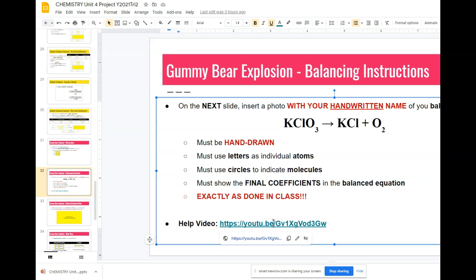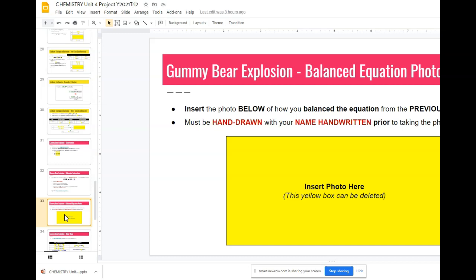I go through pretty much all the steps. You just have to finish it. Like literally most of the answer is there. You just have to finish it. All right, so watch that recording to finish balancing your equation. You have to actually write this one. So this has to be hand drawn with your name handwritten on it, and then you'll insert the picture on slide number 6. Okay, this is extremely important.